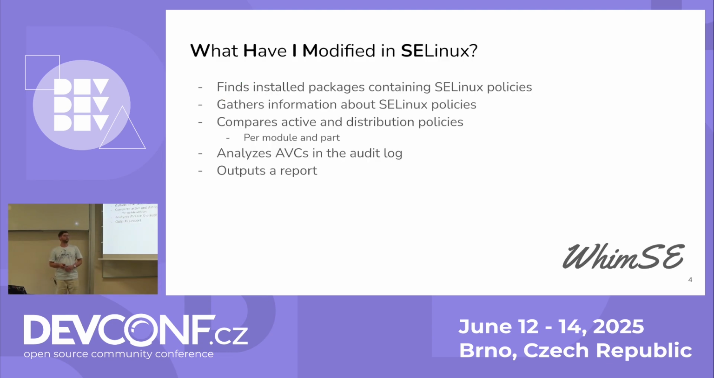So, whimsE, or what have I modified in SELinux, helps you with that. First, it searches your system and installs packages for all the packages that bring some part of the SELinux policy. It can be, for example, SELinux policy targeted, or also DSP policies, for example, for snapd or swtpm. Then it downloads those packages for comparison. If it cannot find the exact version that you have installed, it will download the newest one and also give you a warning that it was comparing 2 different versions.